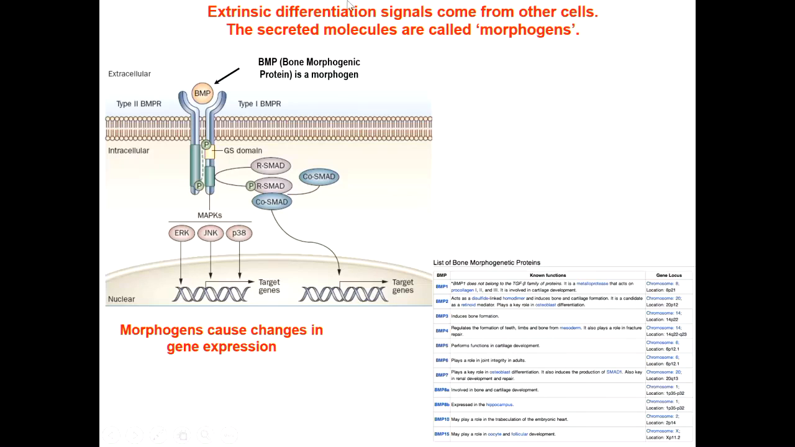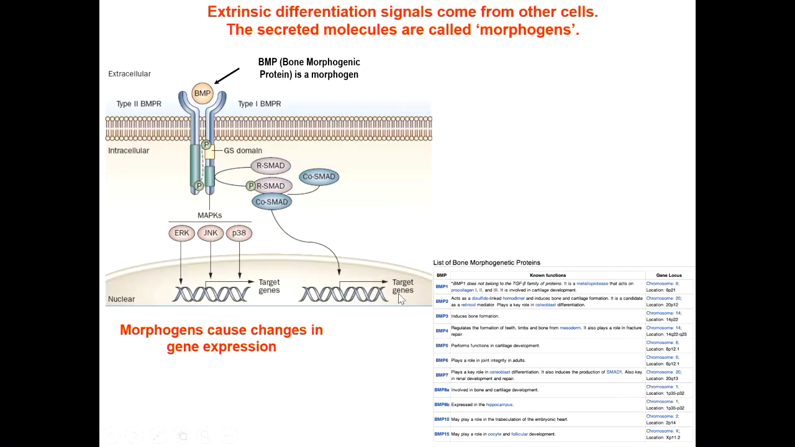And I do want you to know what a morphogen is, okay? So I'm just making it very clear for you. You need to know what a morphogen is. So morphogens are extrinsic differentiation signals. In other words, they come from other cells. An example of this is BMP, bone morphogenetic protein. You don't have to worry about the name. So this is an example of a signal that comes from the outside, binds to a receptor, and does a bunch of stuff.